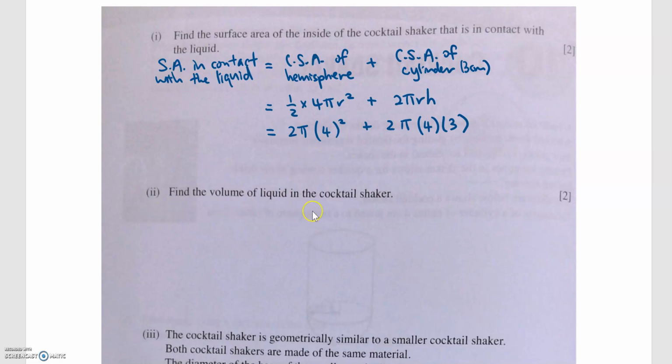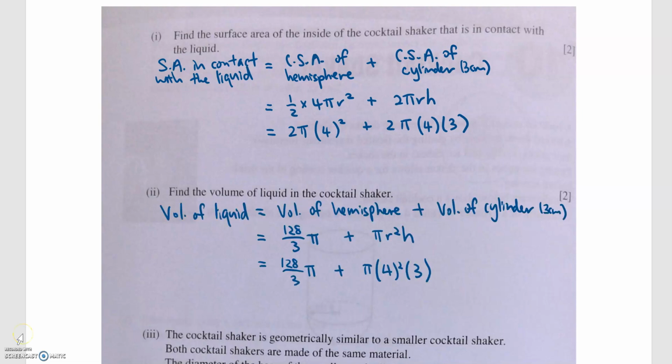We need to find the volume of liquid in the cocktail shaker. So the volume of liquid is the volume of the hemisphere plus the volume of the cylinder. The volume of the hemisphere is found in the first part of the question. The volume of a cylinder is given by pi r squared h. So I substitute the radius and the height, and I'll leave you to find the value. We'll go on to the third part.